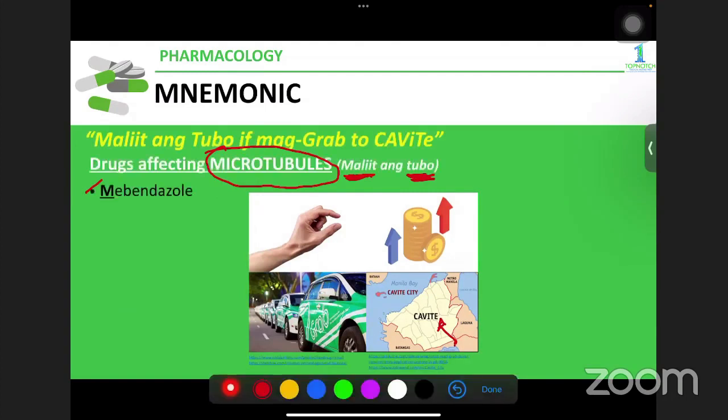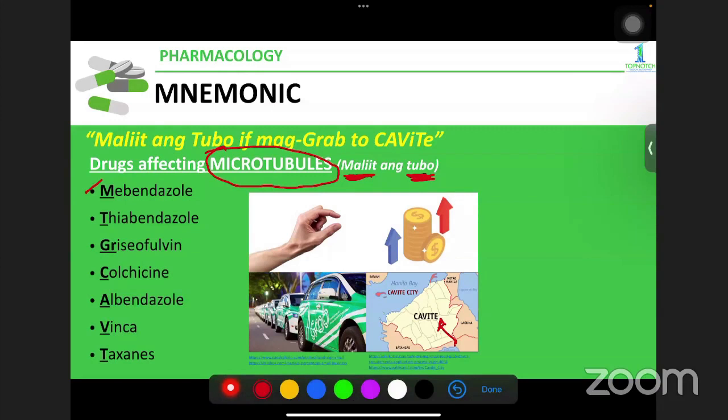Mebendazole, thiabendazole, these are anti-helminthics, right, from earlier. Griseofulvin, antifungal. Colchicine, for gout. Albendazole, an anthelmintic. Then your vinca alkaloids and taxanes are chemo. So look: these are antifungals, these are anthelmintics. What I mean is, these are antimicrobials. Then your colchicine is for gout. Then your vinca alkaloids and taxanes are chemo drugs.